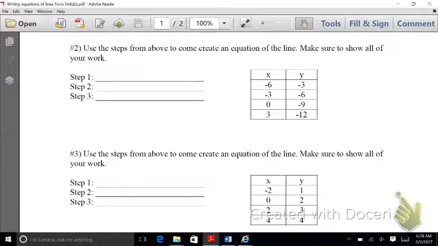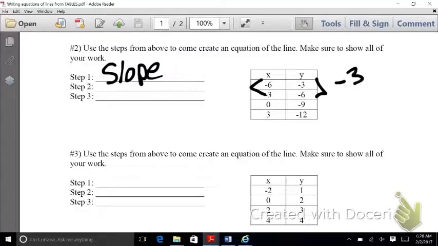So step 1, of course, is to find my slope. So we've got to find our rate of change. From negative 3 to negative 6, that is a decrease of 3. So our change in y is negative 3. And from negative 6 to negative 3, remember that that is actually an increase of 3. It's actually going up by 3. So negative 3 over a positive 3 simplifies to a negative 1. So our slope is negative 1.